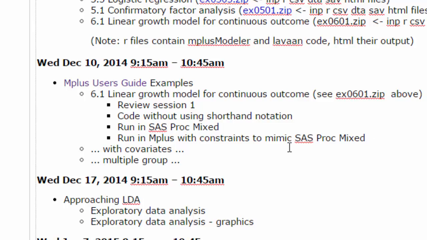The agenda called for a review of what we did in session 1, where we briefly covered example 6.1. We'll run the code without using shorthand notation. We will not be doing the SAS-proc mixed example. We'll save that for a later example, but we will talk quite a bit about constraints using Mplus and what you need to do to mimic SAS-proc mixed output. We also will not be getting to covariates and multiple group analysis today. We'll save that for another session.